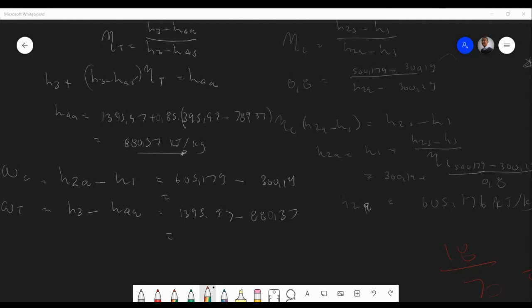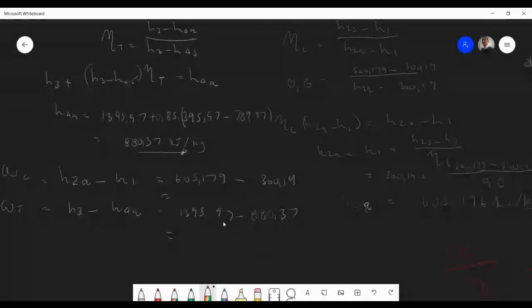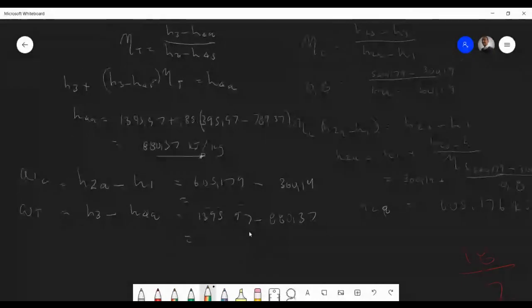I'm just going to double check the work. Let me just compare with the textbook here. Our enthalpy value should be 605. Did we get that? Yep. And the other one, the turbine H4A, 880, right? Did we get 880? Yeah, okay. So what is my new compressor work? Obviously, I'm giving time for me to catch up here. That doesn't solve all of these problems.